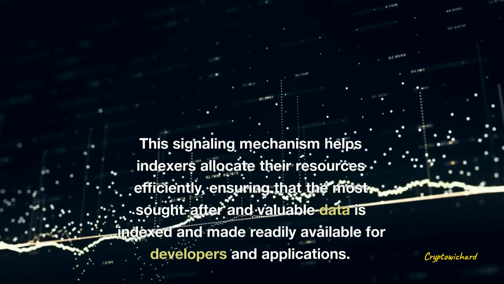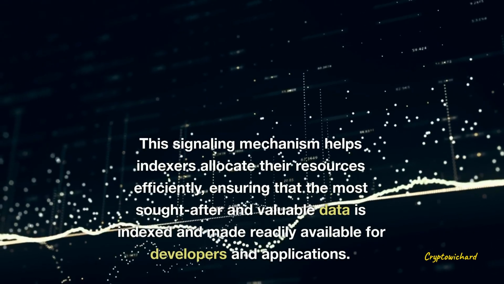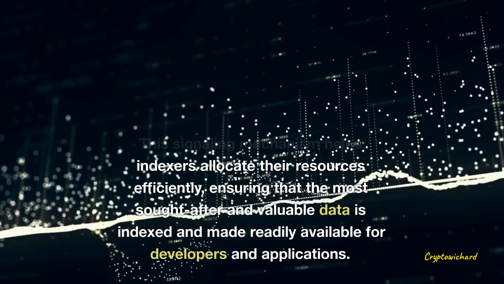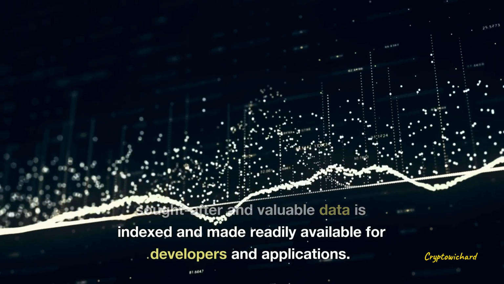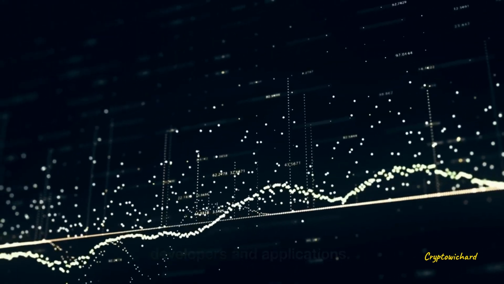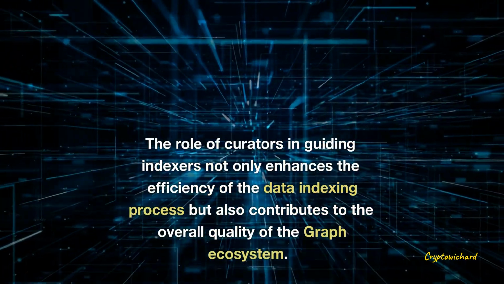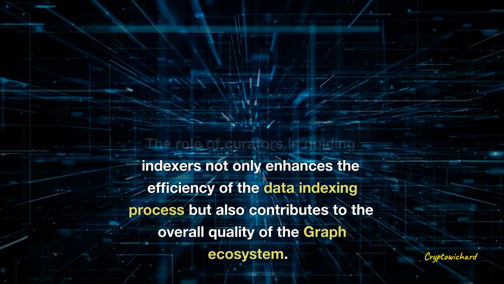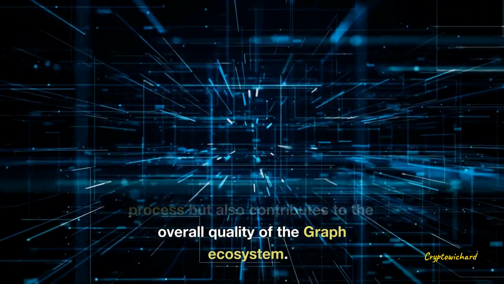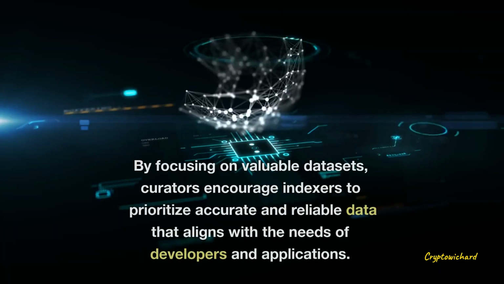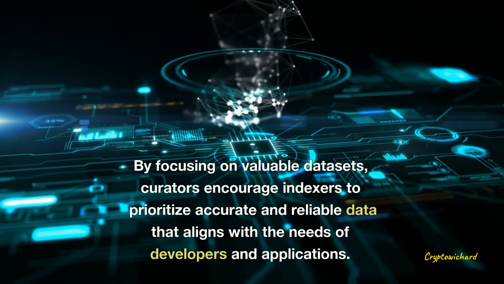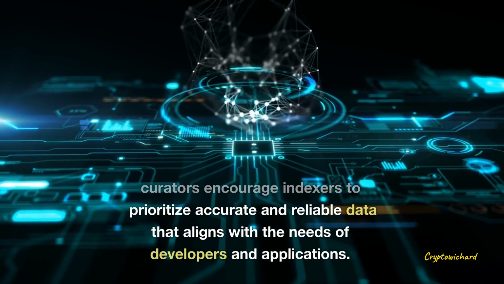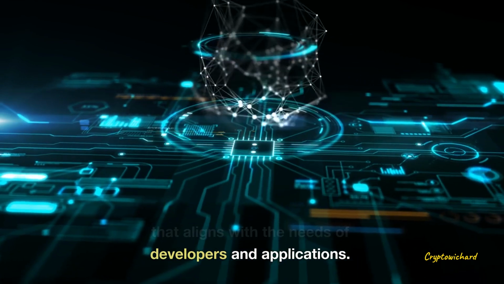This signaling mechanism helps indexers allocate their resources efficiently, ensuring that the most sought-after and valuable data is indexed and made readily available for developers and applications. The role of curators in guiding indexers not only enhances the efficiency of the data indexing process but also contributes to the overall quality of the Graph ecosystem. By focusing on valuable datasets, curators encourage indexers to prioritize accurate and reliable data that aligns with the needs of developers and applications.